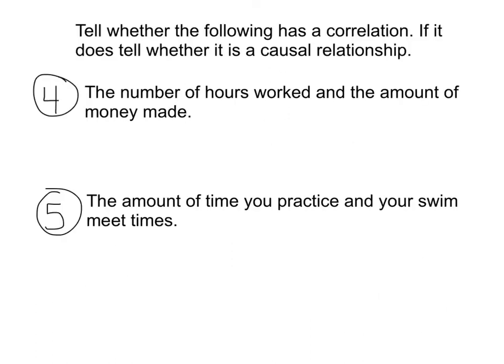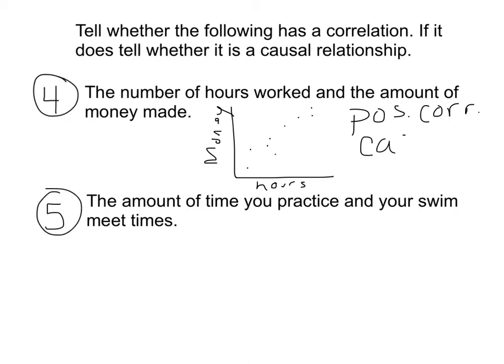All right, so here we want to look at these two situations and tell whether there actually is a correlation. And if there's a correlation, we want to tell whether it's a causal relationship. So the number of hours worked and the amount of money made. There's obviously a relationship there. The number of hours worked does affect the amount of money that you make. So yes, it is a causal relationship. Now, if we put hours worked down here and the money made here, your data will go up with the number of hours you work, the more money you make. So this is a positive correlation and it's a causal relationship.